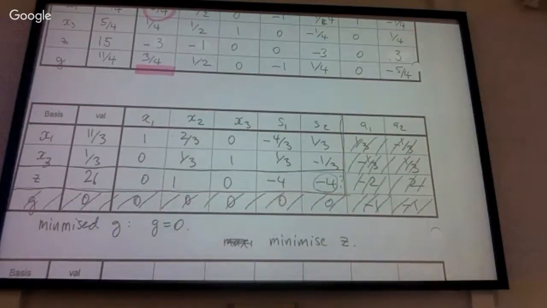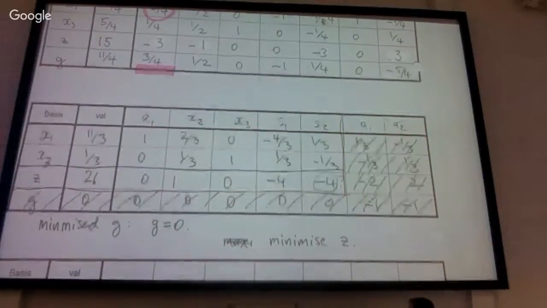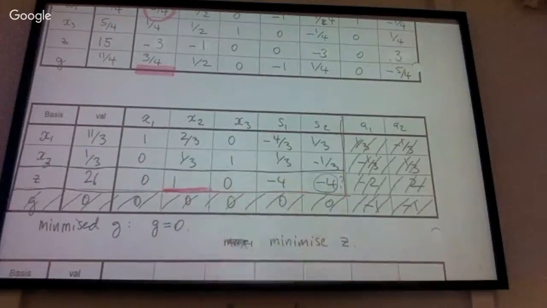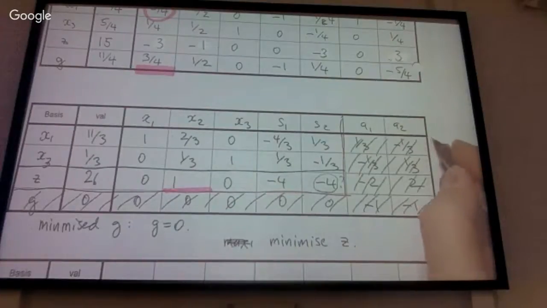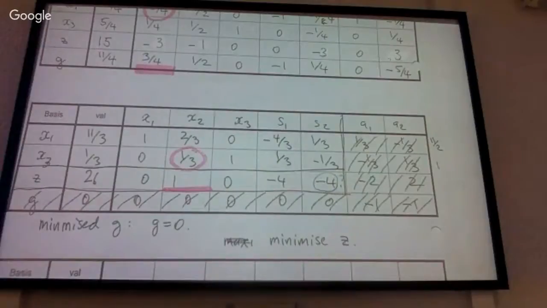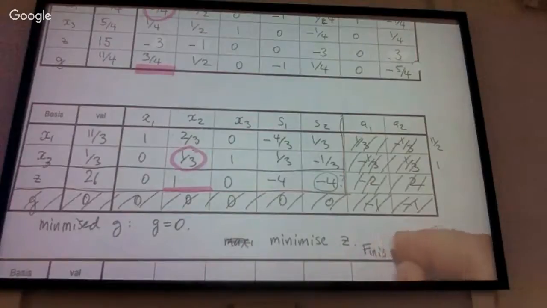But is it optimal? No. Why not? Yeah, so there is a 1 here, which is saying that the Z has not been minimized yet. So if you want to minimize Z, you look at the 1. What are the ratios? 11/2 and 1. So that means that this 1/3 is going to be the pivot element, and you need to finish it for next week.